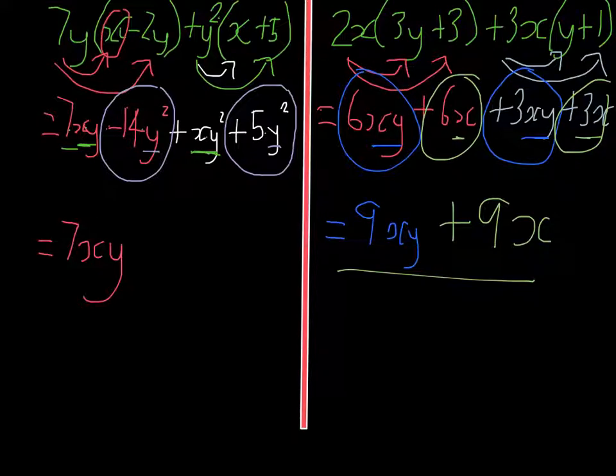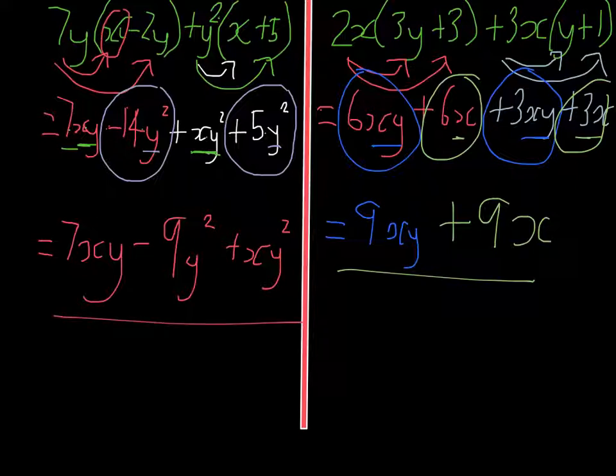Negative 14 plus 5, so negative 14y squared plus 5y squared, so that's negative 14 plus 5, leaves us at negative 9, and that is negative 9 of y squared. There was another like term for the xy squared, so we can simply add that on the end. So the answer is 7xy, take 9y squared plus xy squared.